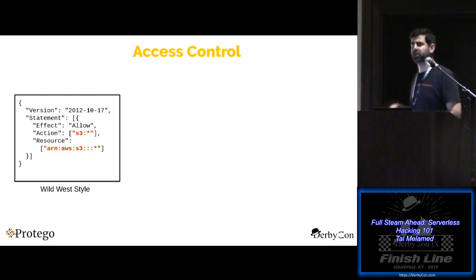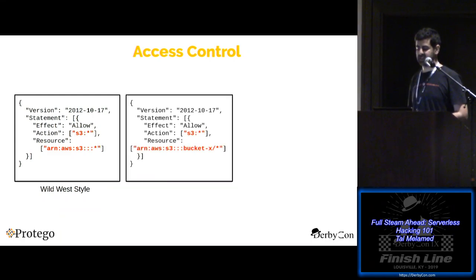Okay, so your developer did that, but you know something about security, so you tell him, that's not good enough. Go and find me some better permissions. So he goes, and he finds that he can limit the permission to a specific bucket. So in this case, the function can do whatever it wants, but only to a specific bucket, which is nice.